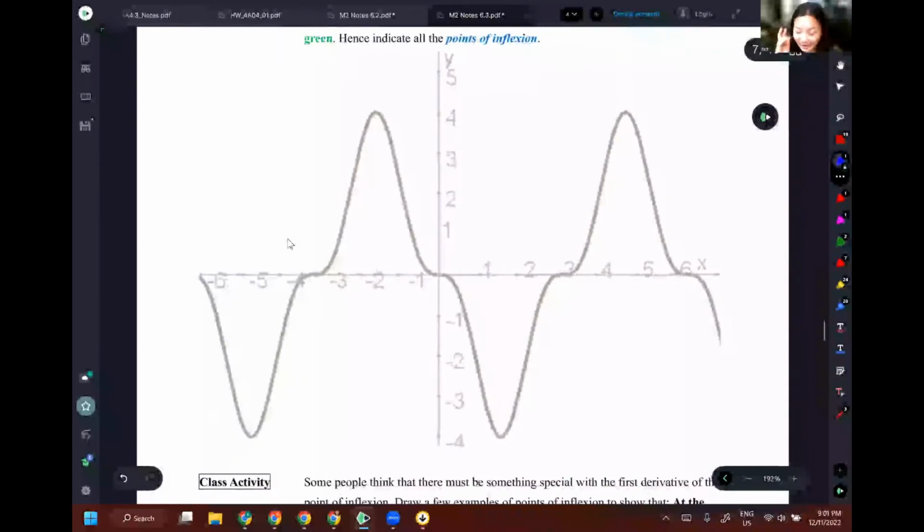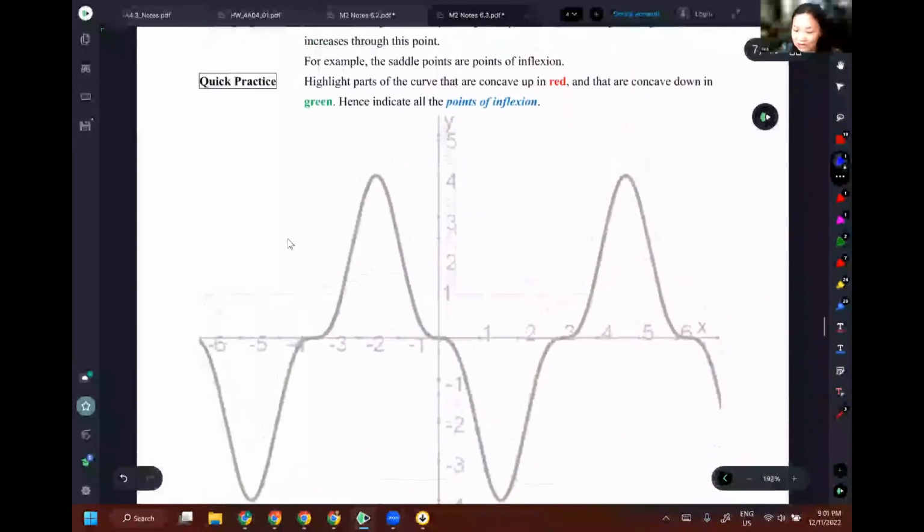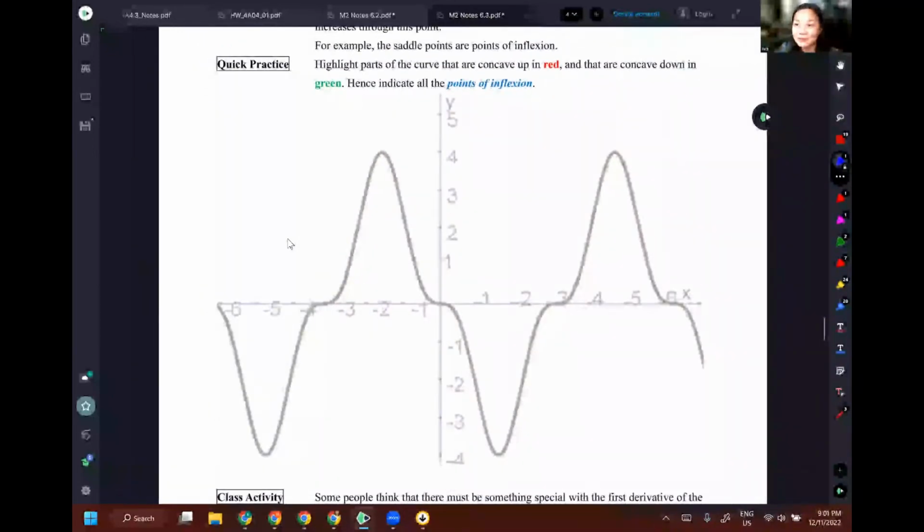If you get it, you will do this exercise perfectly. But we don't know. Now, please highlight the parts of the curve that are concave up in red, and the parts that are concave down in green. Afterwards, you can indicate all the points of inflection. When you are done, let me know.